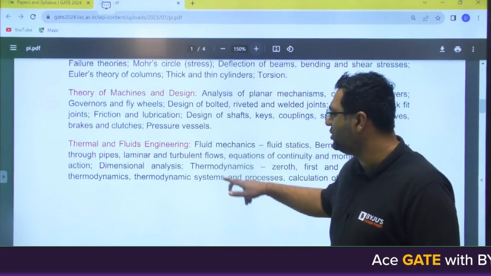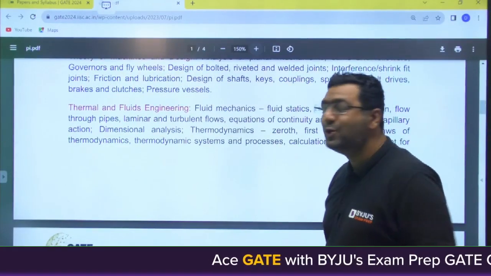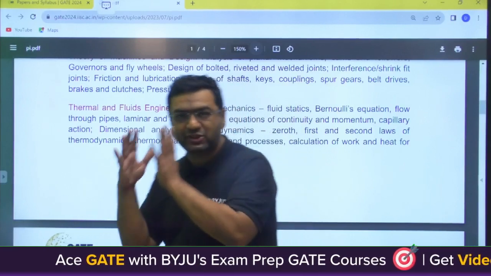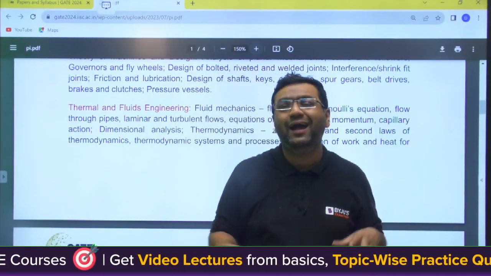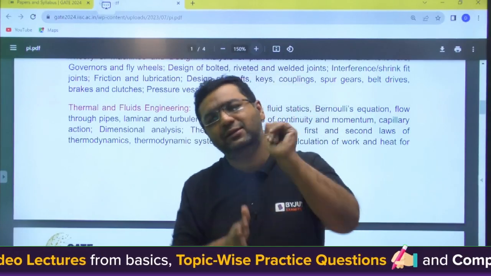Then thermal and fluid engineering. So we are entering into thermal science now. What they have done is kept production separate and industrial separate. These are two sections: one is production, the other is industrial. And third, all subjects they have kept as general engineering.